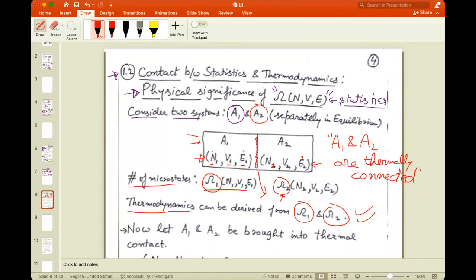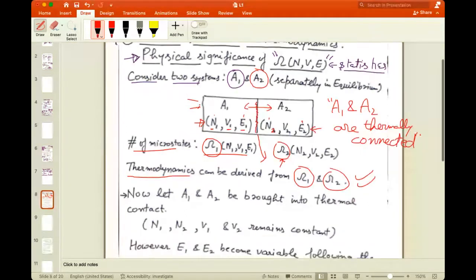And also the number of particles of system A1 and the number of particles of system A2 are not going to change, because this wall is not a penetrable one. Later we'll see we can relax these conditions also to generate further thermodynamics. But for now, we are just permitting energy to be exchanged between systems A1 and A2. Only E can be exchanged, right?